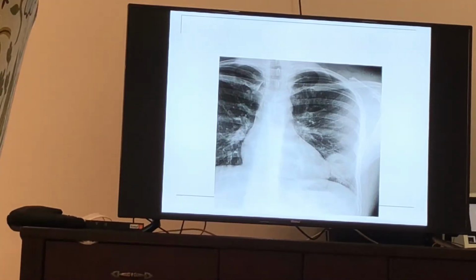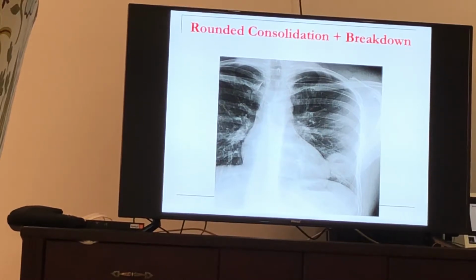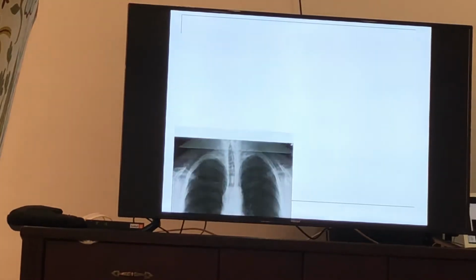What about this lesion? Left airspace, sorry, fluid level. Is this a rounded lesion, or is it an air fluid level? A cavity with a fluid level for differential.